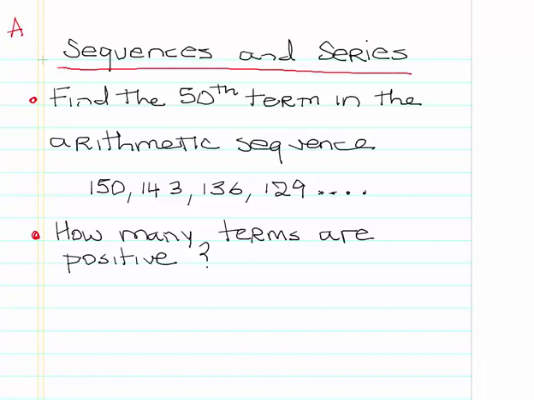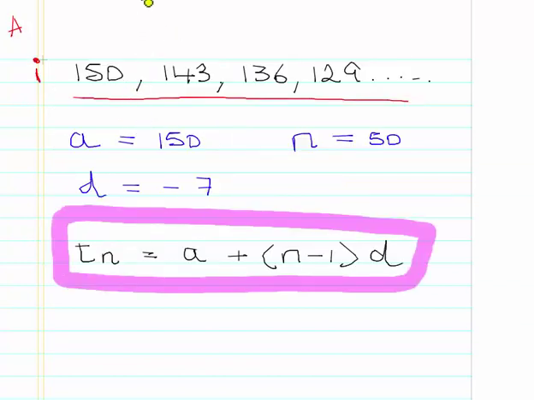Clearly, just looking at this sequence, we can tell that the first term is 150 and that the common difference, which is the difference from one term to the next, is minus 7. It decreases by 7 each time. So we can say that A is equal to 150 and D is equal to minus 7. Now the question is, what is the 50th term? What is Tn?